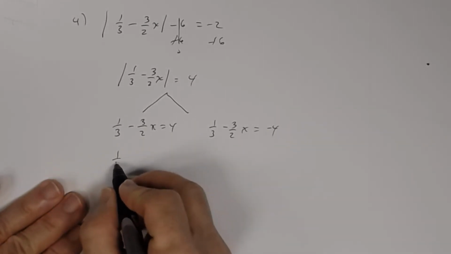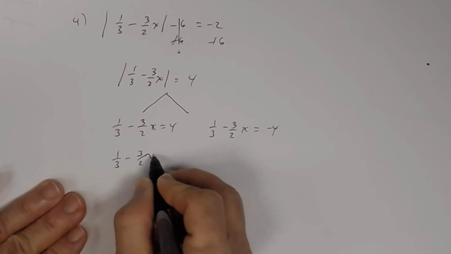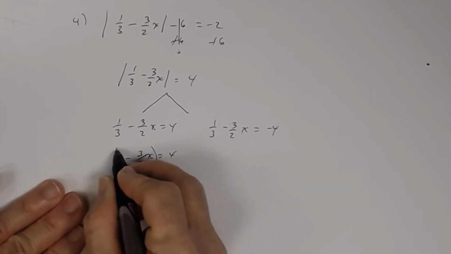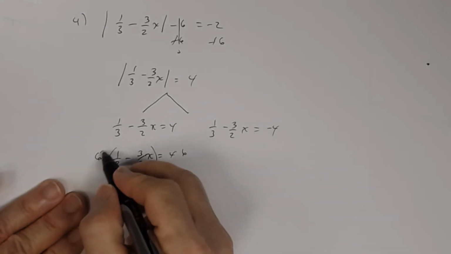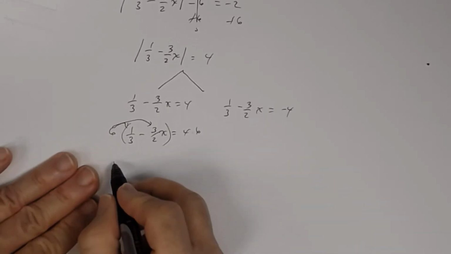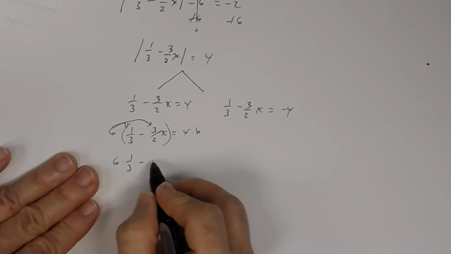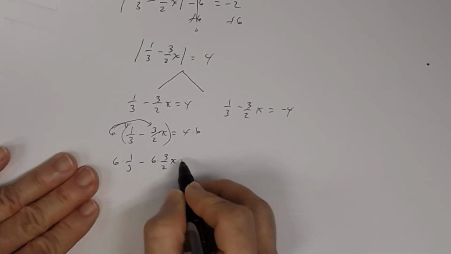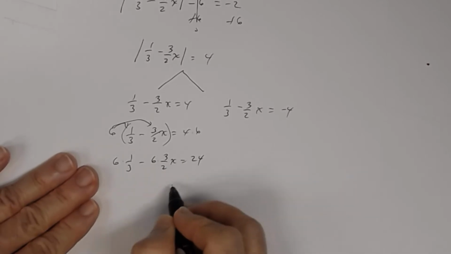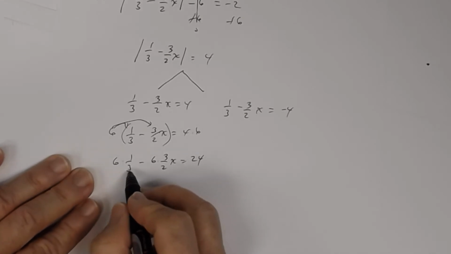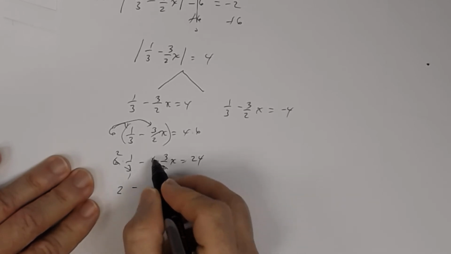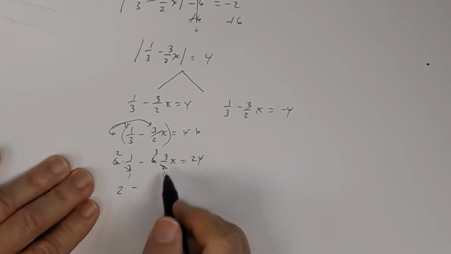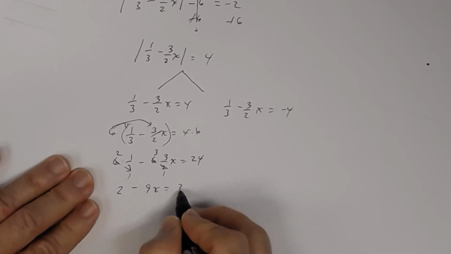So let me remind you what you did. You said, I'm going to multiply this side by 6 and multiply this side by 6. Remember that? And then you distributed. So you said 6 times 1/3 minus 6 times 3 halves x equals, and then that's 24. And then you reduce. 3 into 3 is 1, 3 into 6 is 2, so this becomes 2. Subtract. 2 into 2 is 1, 2 into 6 is 3, and then 3 times 3x is 9x, equal 24.